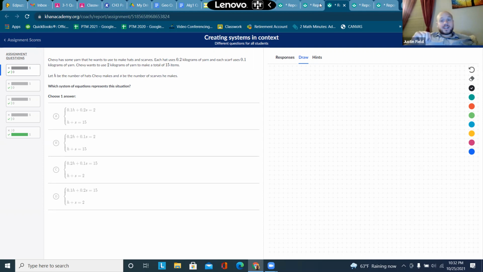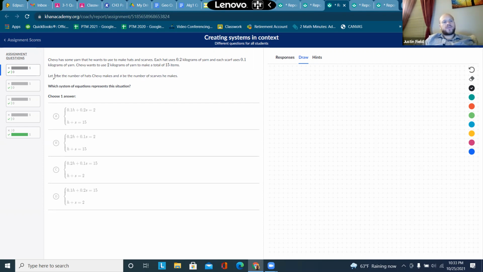Now, creating systems in context, I think that there will be several red problems from here, and that's okay. Okay, so we want to start to learn about how to create an equation from given information, and it's going to be all about those units.